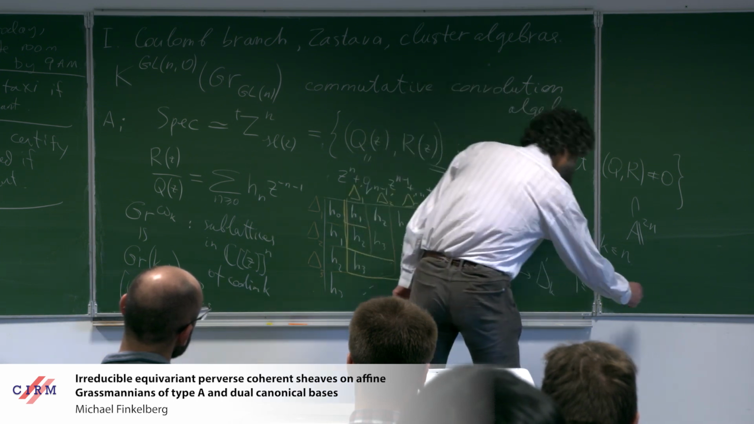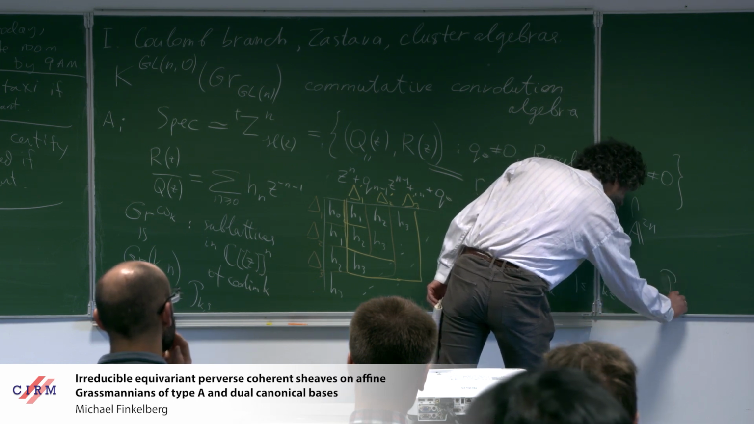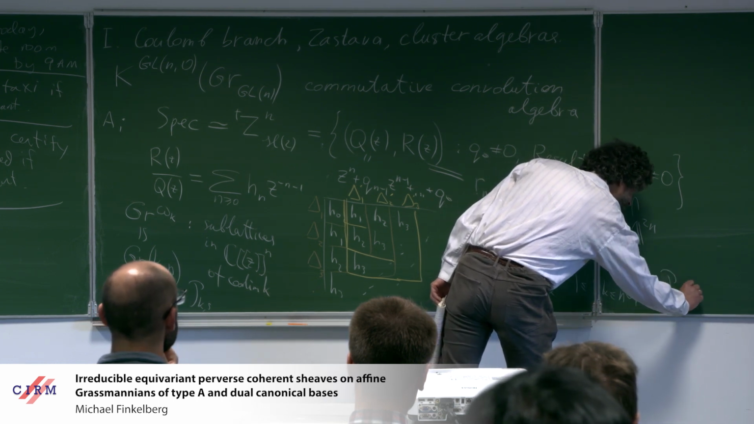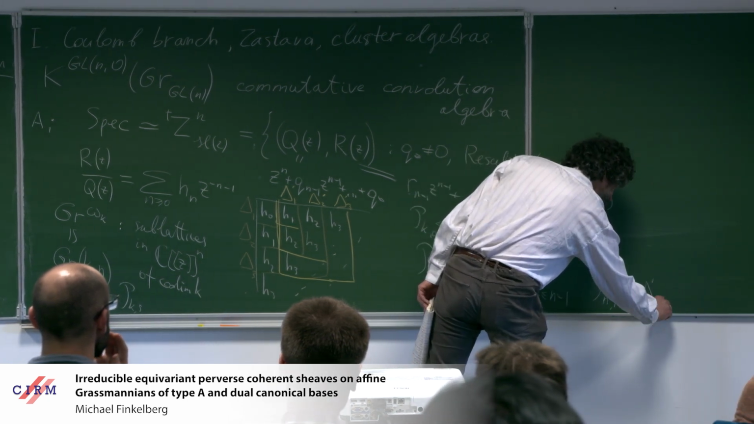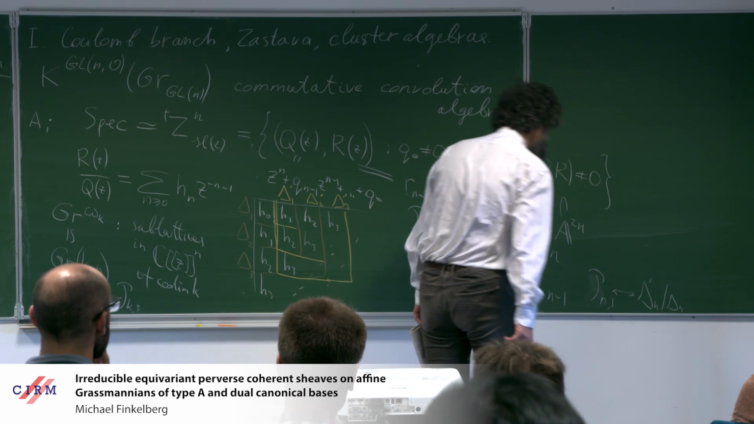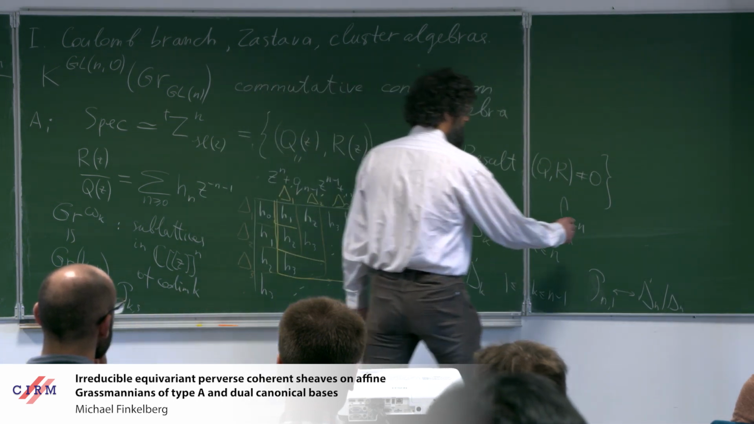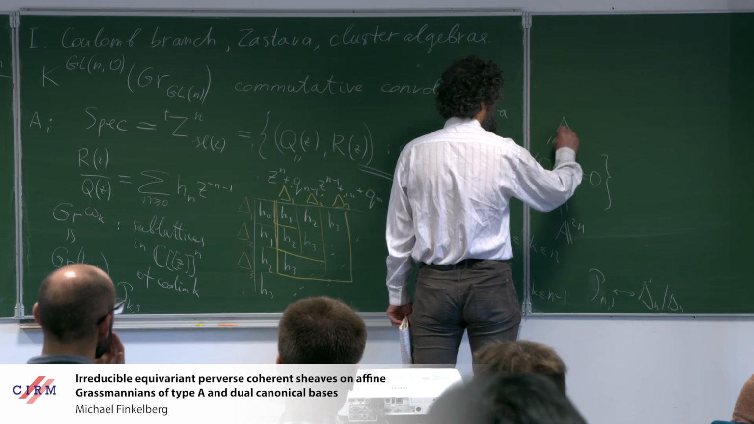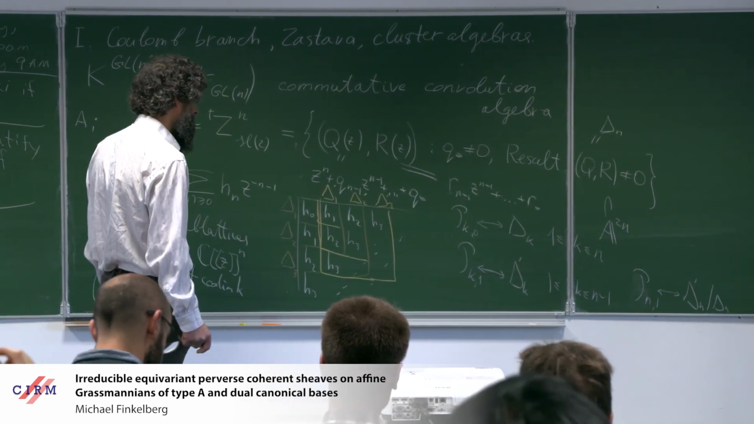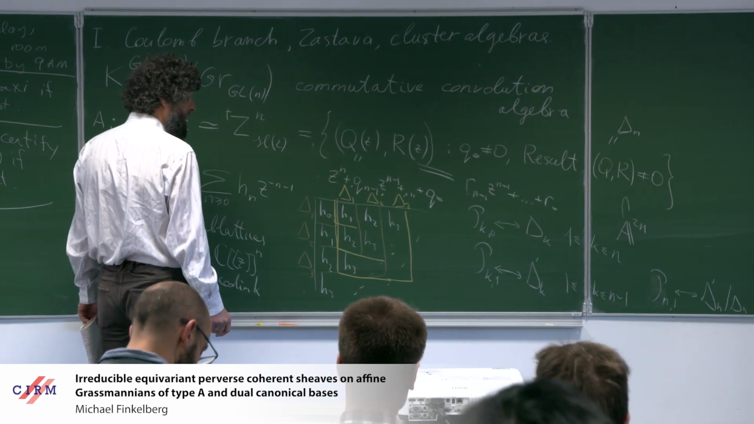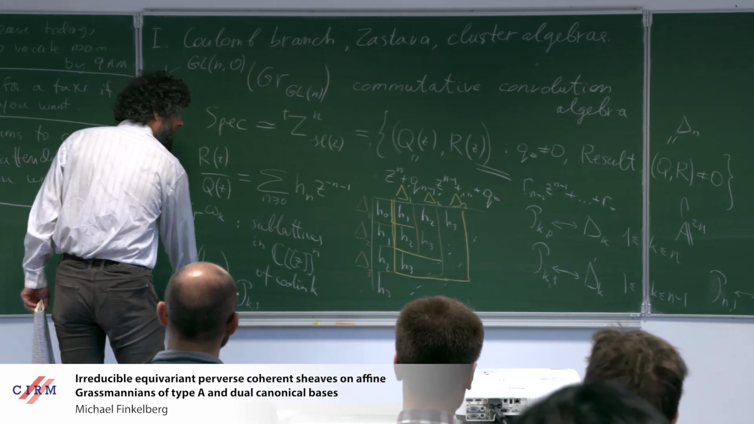And also the last one, N1 will go to delta prime n over delta n. Okay. By the way, delta n is just this resultant here. So it's invertible. Okay. So this is the isomorphism.